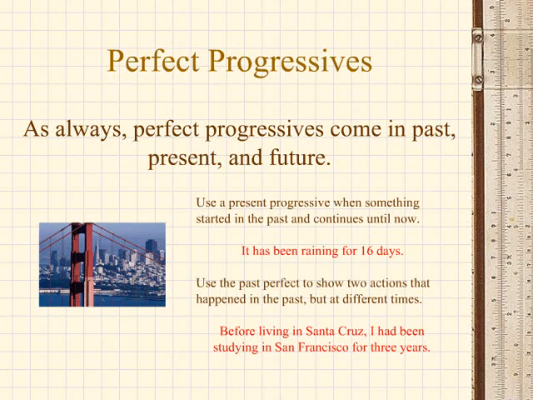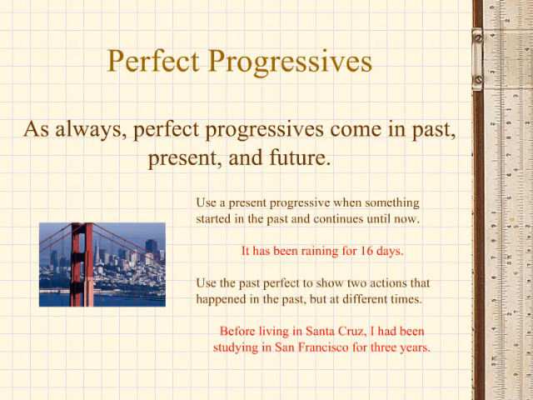We use the past perfect to show two actions that happened in the past, but at different times in the past. Past perfect progressive comes in handy when we want to express the duration of one or more of the activities. For example, before moving to California, I had been living in New Jersey for 25 years. Before living in Santa Cruz, I had been studying in San Francisco for 3 years.